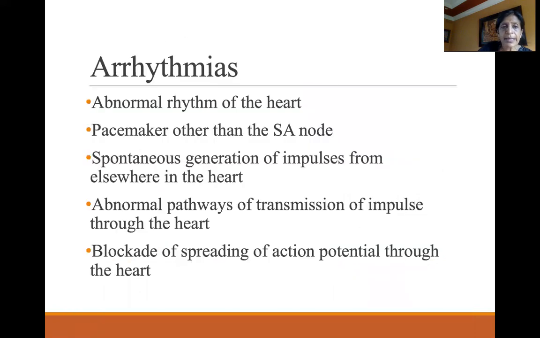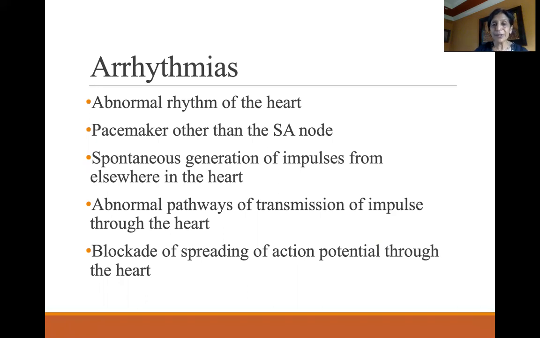Okay, so now let's talk about arrhythmias. These are abnormal recordings, abnormal electrical activity within the heart. So that's what it says, abnormal rhythm of the heart. So what are some abnormalities? The pacemaker could be other than the SA node. So it's an ectopic pacemaker. Ectopic pacemaker is some other muscle fiber or a group of muscle fibers, whether it's in the atria or the ventricles, but not the SA node.